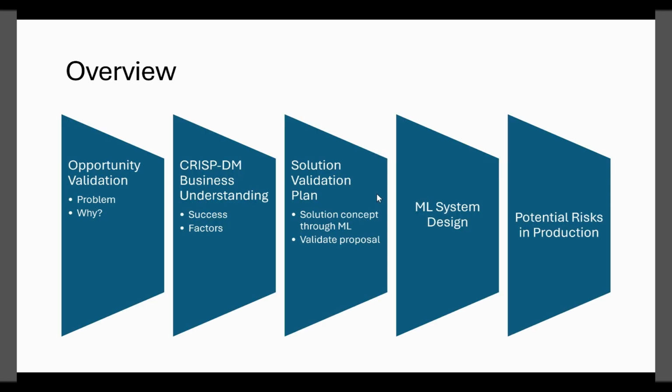Our project task was to choose a topic within the industry that we work in where we might see an opportunity for machine learning. And then we had to go through each of these steps to evaluate the business problems that we have identified, evaluate the business understanding, the solution validation plan, and go through the decisions that we have to take from an ML system design perspective and identify the potential risks in production.